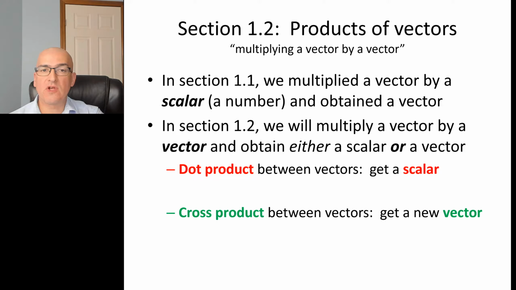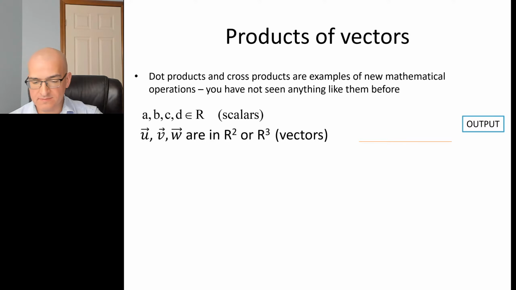The output of the dot product operation is going to be a number, a scalar, and the output of the cross product operation is going to be a new vector. We'll define what the operations are, so how to do it, and then I'll discuss what it means, what the interpretation of each of these operations is. So first, in terms of inputs and outputs.